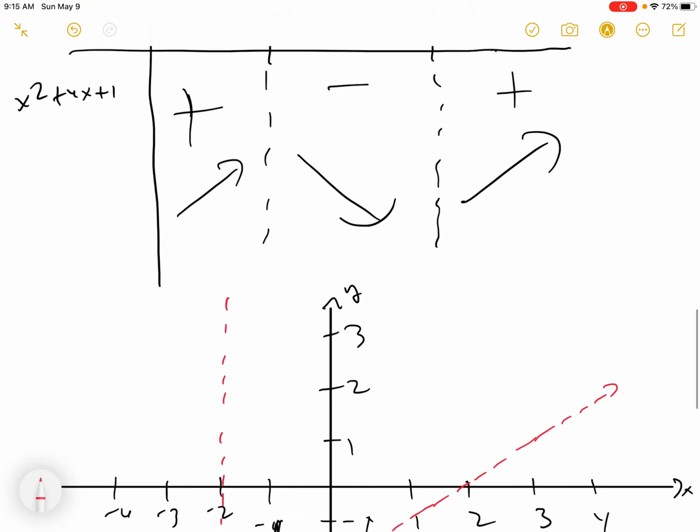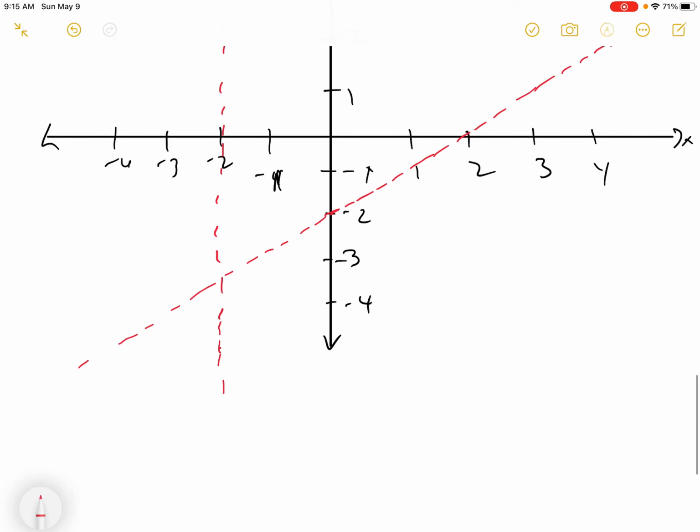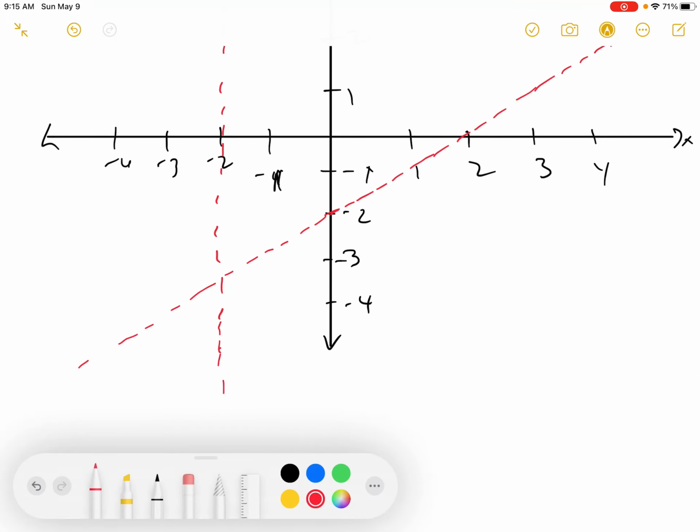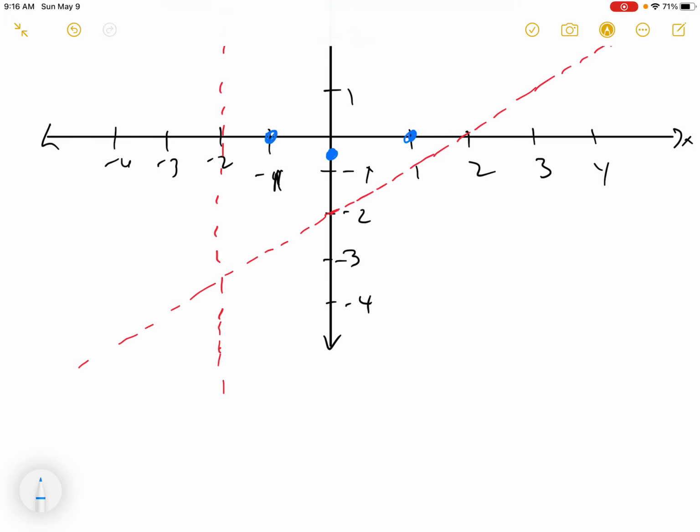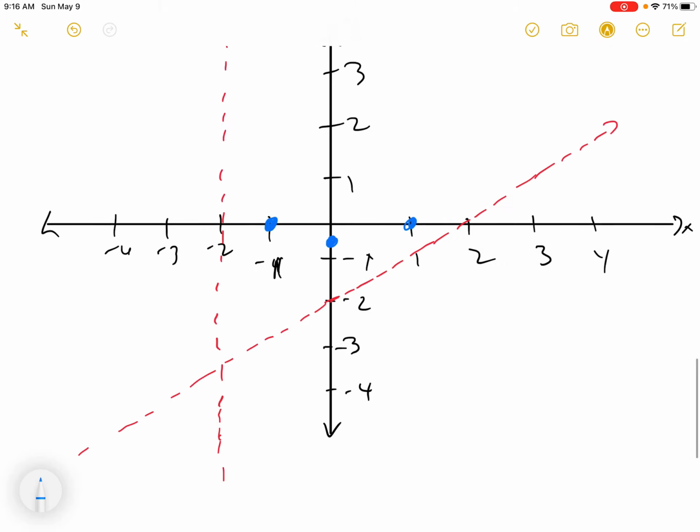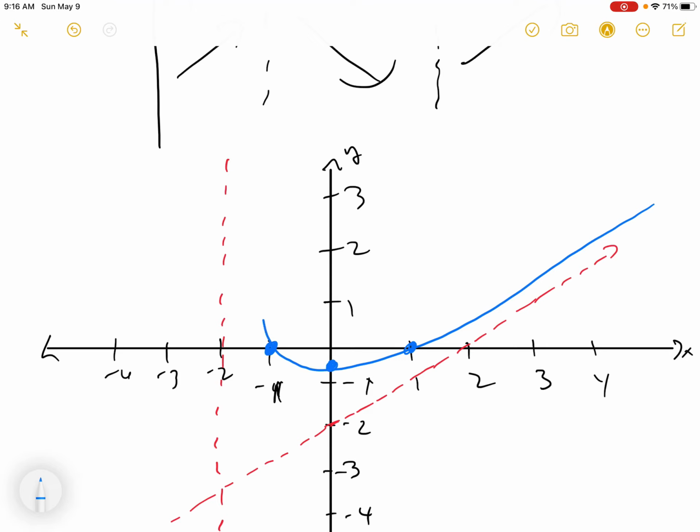So the y-intercept is here at minus a half. And the zeros are at 1 and minus 1. And so there's the right-hand guy there, and I'm guessing there is a minimum.